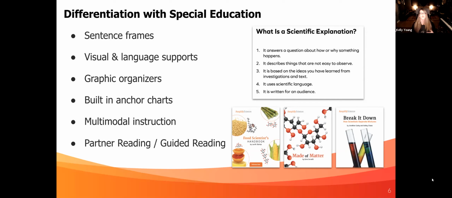It already came with the sentence frames. It already came with the visual and language supports that I didn't have to create on my own. The graphic organizers were already there. The anchor charts were already created. It was already with that multimodal instruction.